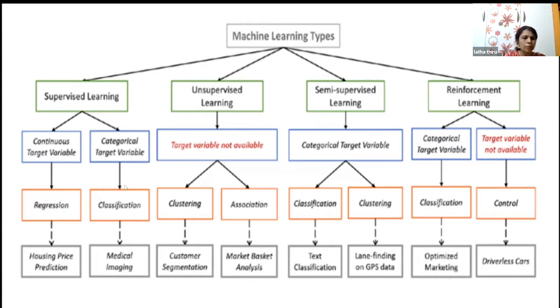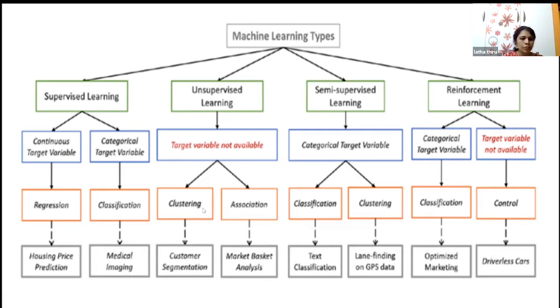So if the target variable is categorical data, then it is classification. If it is continuous, then it is regression. One example given is housing price prediction for regression, and medical imaging for classification, right? And in unsupervised learning, there is no target variable.